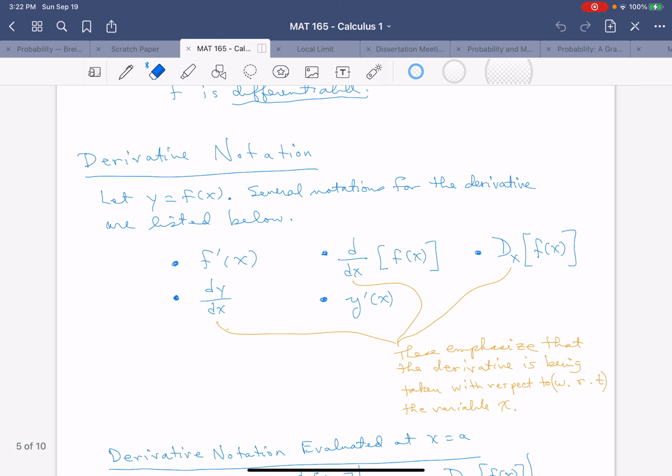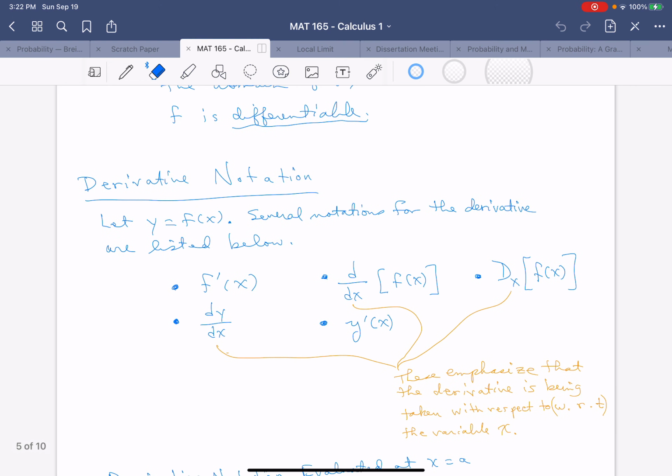So again, we're looking at y equals f of x. We already know the first one, f prime of x, is one way to notate the derivative, but let's look at some others. This second notation, dy dx, we use to emphasize that y is a function of x and that we are taking the derivative with respect to x.